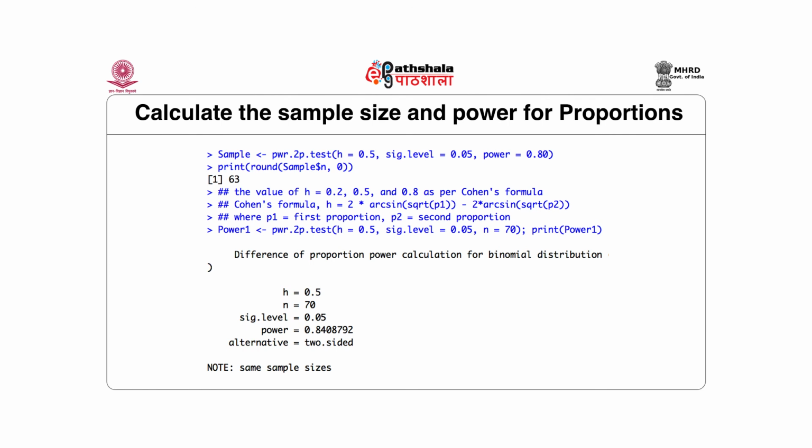So let's say instead of 63 people, we were lucky enough to get like 70 people. And then we plug in the same things to calculate our power. And here you can see that the power is around 0.84. It is a two-sided alternative. We could actually pare it down to one-sided, and then the number would increase a little bit.